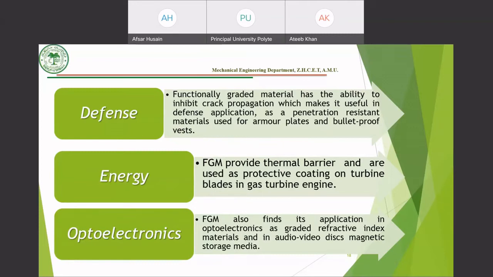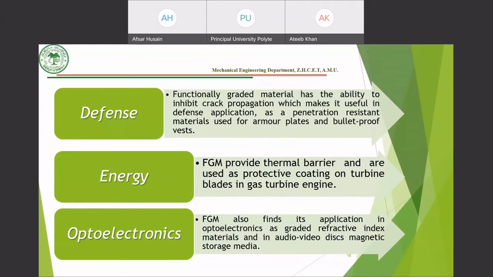And then it is also used in the energy sector. This point will be clearer to you when we talk about the manufacturing of FG materials, where we will talk about thin FGM material and bulk FGM material. Sometimes we coat a pre-existing material with the FGM material, and only a thin layer is used. So we can coat turbine blades with FG materials, which provides a thermal barrier and acts as a protective coating for the turbine blades in gas turbine engines.